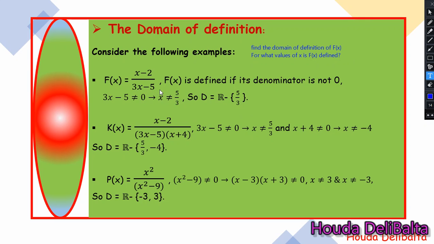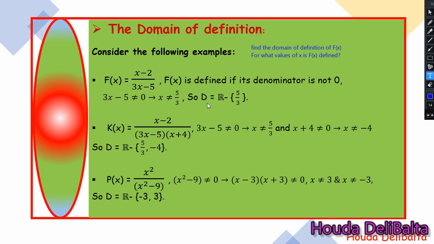So all what we have to look at is the denominator. The denominator here is 3x minus 5. So we just write 3x minus 5 should not be equal to 0, as if I'm solving an equation. I take 5 to the other side and then divide by the coefficient of x. And then the answer is that x should not be 5 over 3. So this fraction is defined for any real number. I can replace x by any real number and I will get a result except 5 over 3.